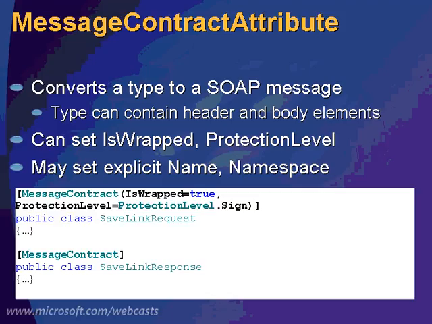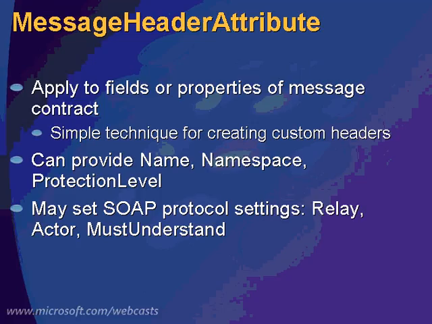So in the next slide, the MessageHeader attribute is something you can place inside that message contract and apply to specific fields or properties. Just like with the data contract, we've got either field or property level application to opt in a header. For a header, you may provide a name and a namespace if you want to customize explicitly the namespace for each header. You can also set the protection level, so some headers might be encrypted and signed and others just signed. And then you can also get deeper into the SOAP protocol if you are familiar with things like relay, actor, and must understand. Those are features that you can set on the header.